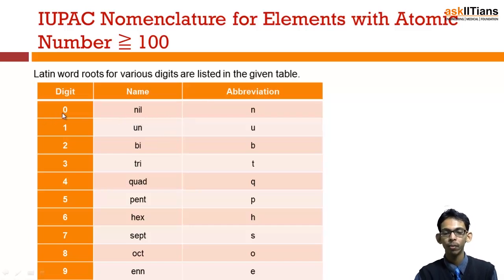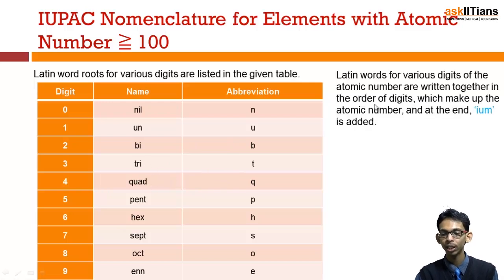For the digit 0, we say nil, and the symbol is n. For 1, it is un, symbol u. For 2, it is bi. For 3, it is tri. For 4, it is quad. For 5, it is pent. For 6, it is hex. For 7, sept. For 8, oct, and for 9, enn. And there are abbreviations. We use these Latin words for the various digits of the atomic number, written together in the order of the digits which make up the atomic number, and ium is added.